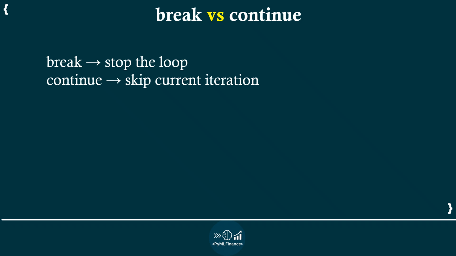This is the easiest way to remember the difference between break and continue. Break stops the entire loop, and continue skips the current iteration but keeps the loop running.